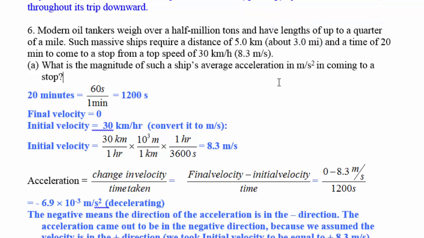How about the time taken? Now the time taken will be the time taken to go from 8.3 meters per second to 0, and that's mentioned here. It takes 20 minutes to come to a stop from a top speed of 8.3 meters per second. But 20 minutes is not in seconds, so we have to convert 20 minutes to seconds by multiplying it by the conversion factor, 60 over 1 minute, and this is multiplication. And this will yield 1200 seconds.